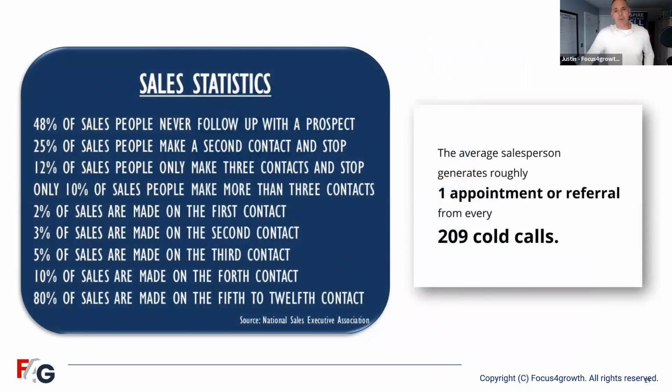And it's interesting when we talk about engaging customers, there are some interesting sales statistics. I'm sure you might have seen a slide like this before, but it's interesting. 48% of salespeople don't follow up with a prospect, 25% make a second contact and stop, 12% make 3 contacts and stop, only 10% of salespeople make more than 3. Okay, 2% of sales are made on the first contact, 3% on the second contact, 5% on the third contact, 10% on the fourth contact, 80% of sales are made on the 5th to 12th contact. And that's the reason we keep persevering and following up with people. It's so important. And when you know that they're the stats, it gives you the confidence to keep going.